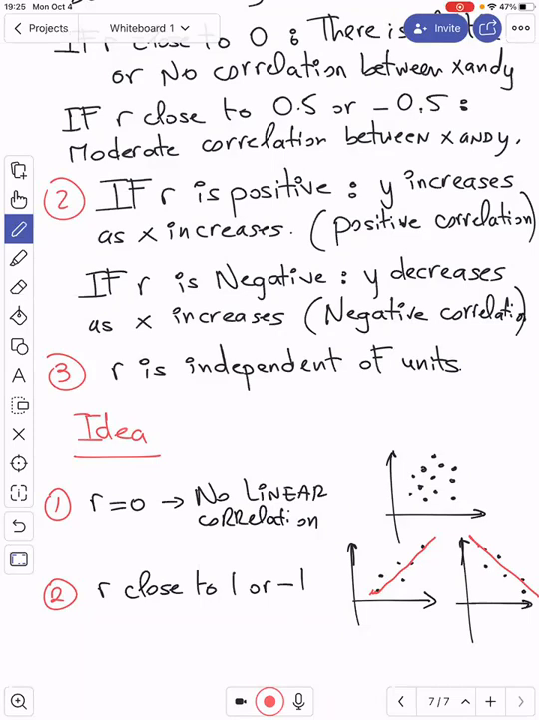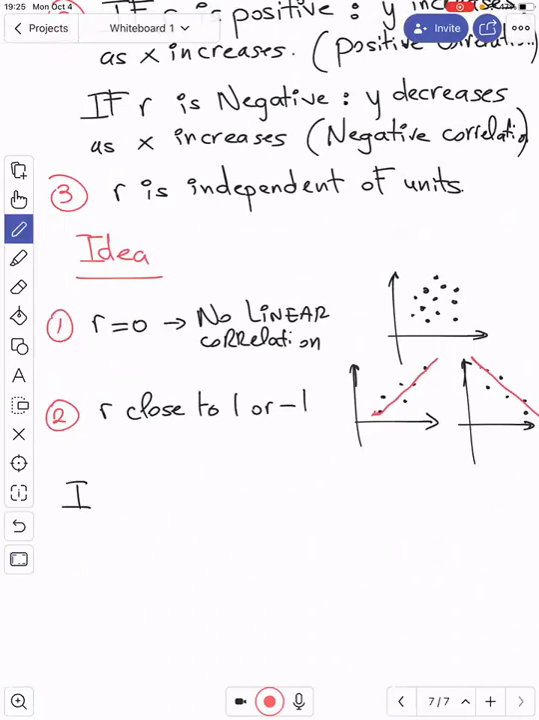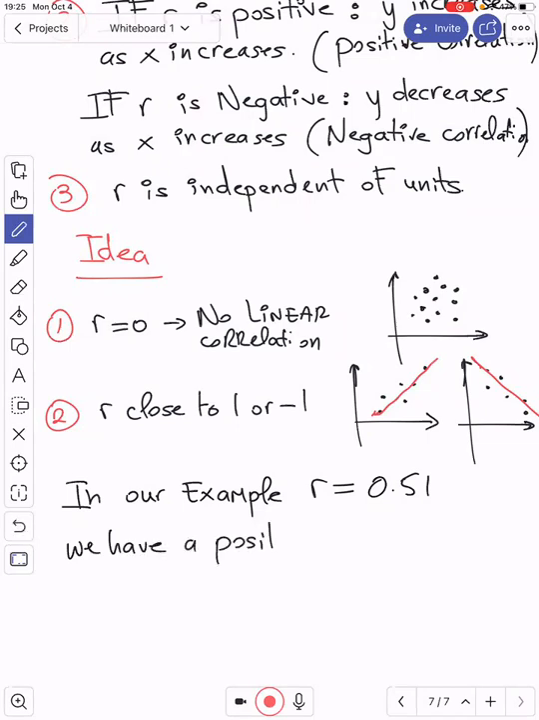Now, in our example, R was 0.51. So what we can say here is that R is positive, so we have a positive correlation, which means that the values of Y increase as X increases, because R is positive.